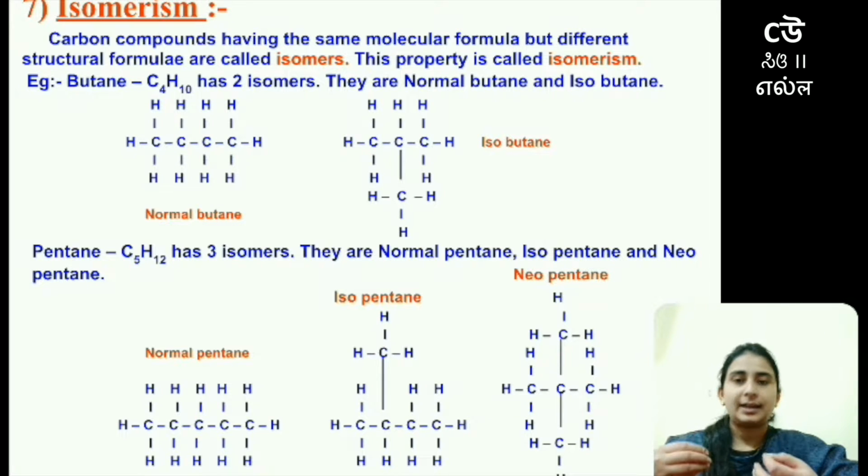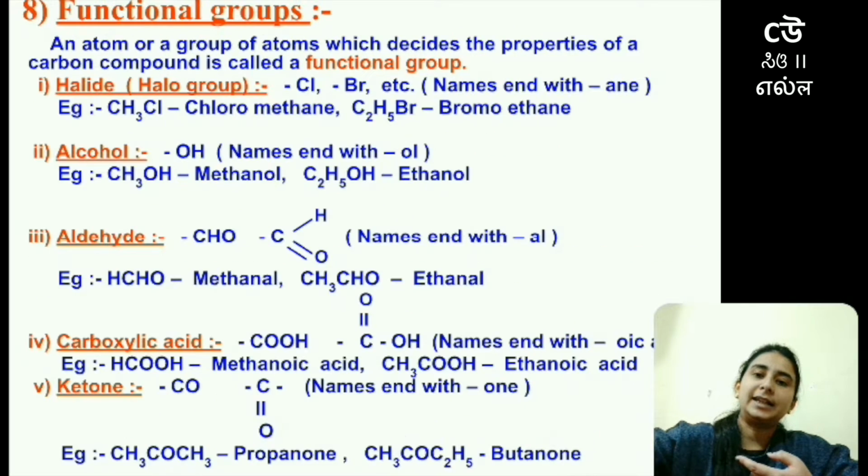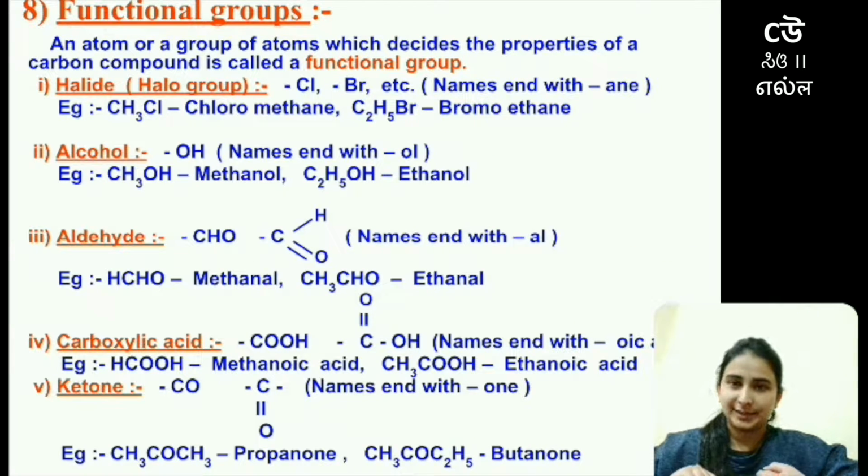And this helps us to know that butane is an alkane that has 2 isomers, that is normal one and the iso one, but pentane is one such compound or alkane compound that has 3 isomers. What are those? Normal pentane, isopentane and neopentane.